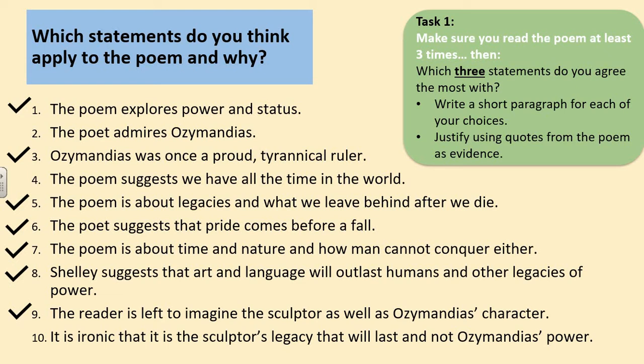The reader is left to imagine about the sculptor as well as Ozymandias' character. So it doesn't tell us a lot about the guy, I presume a guy, who created this sculpture, and it only hints at Ozymandias. So we only know that he was Ramesses II from the power of Google, really. Somebody's found that out. But if we were to just read the poem itself, it wouldn't tell us that he was that person.